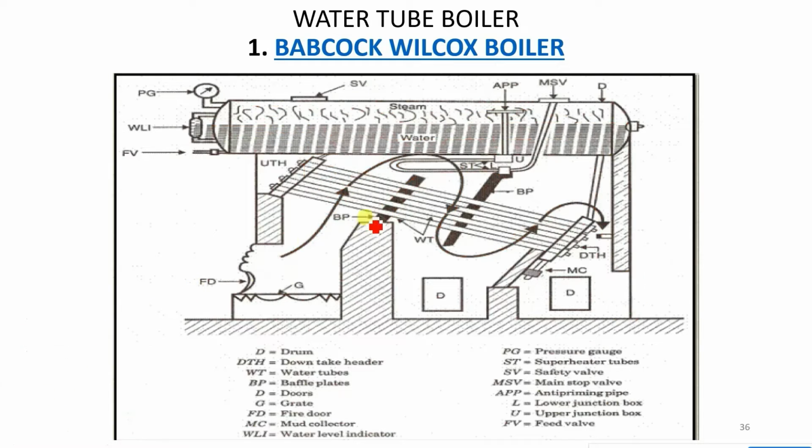Flue gases move over the superheater and superheat the steam, and the superheated steam is finally supplied to the application area from the main stop valve. Okay. And you know the function of safety valve, pressure gauge, water level indicator, feed check valve. We have already discussed.